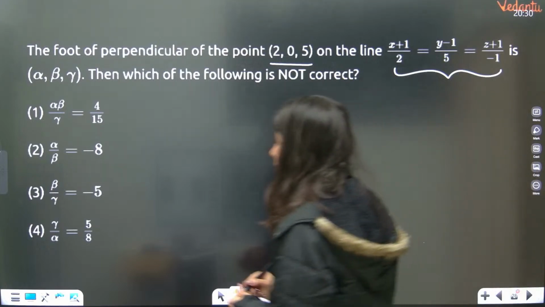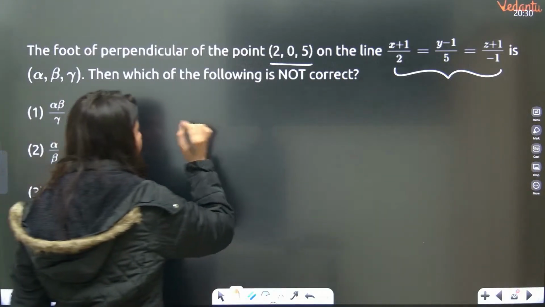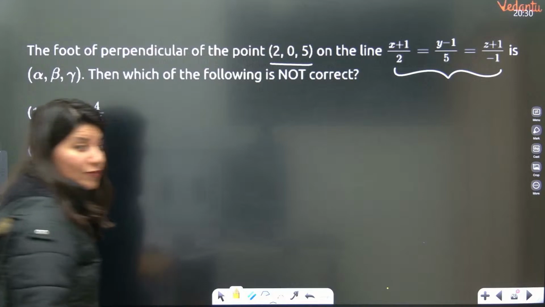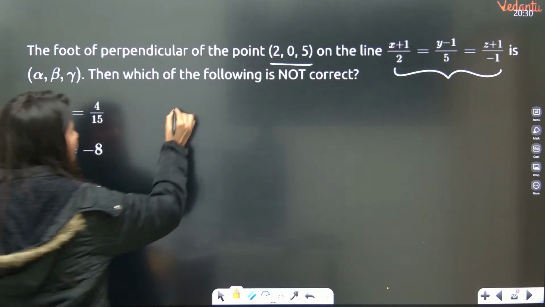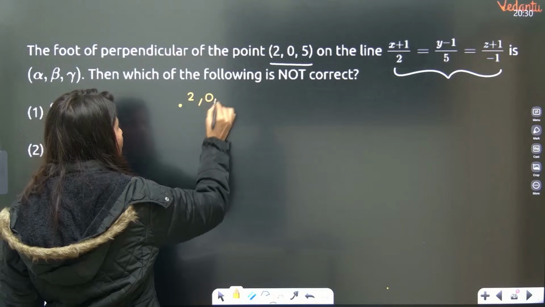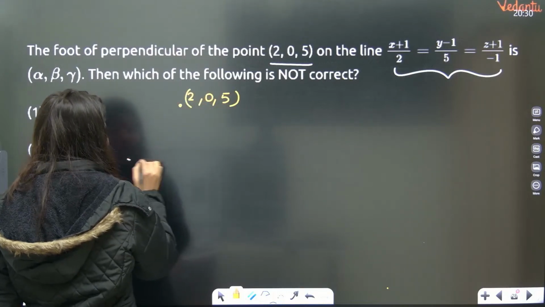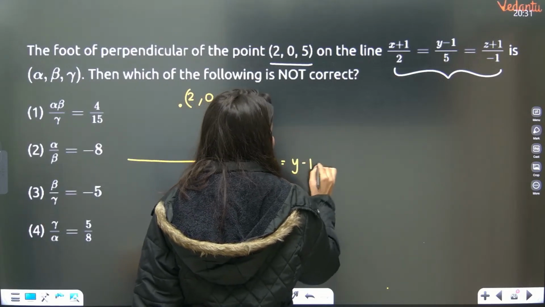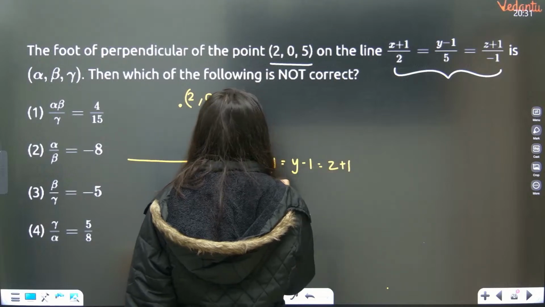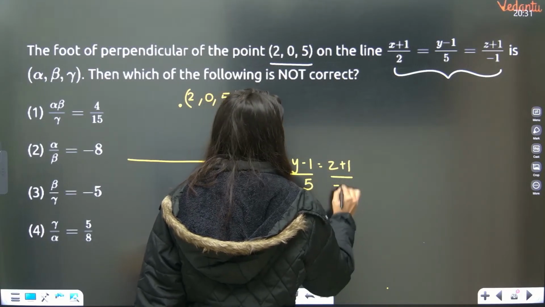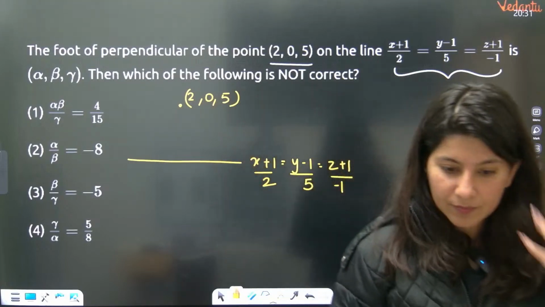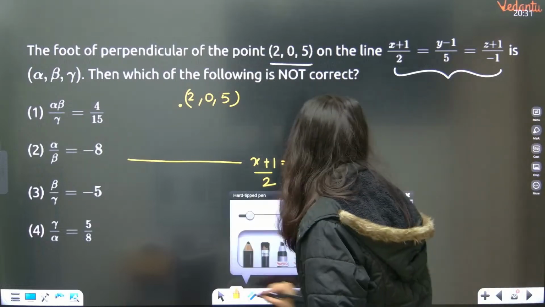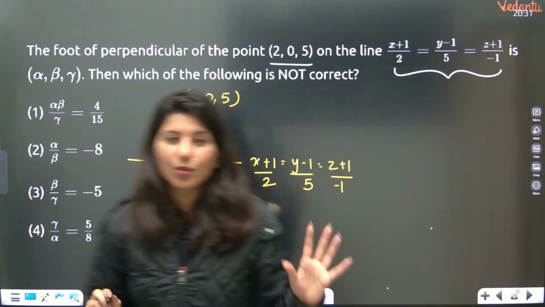Foot of perpendicular. So first of all, we are going to learn the algorithm, or you can say steps, to solve foot of perpendicular in 3D geometry. Suppose you are having a point 2, 0, 5 as per the question. Then we are having this line which is given: x plus 1 over 2, y minus 1 over 5, z plus 1 over minus 1. Okay.